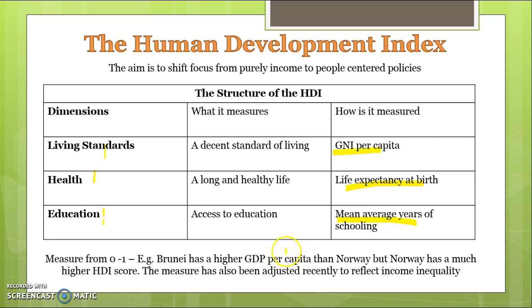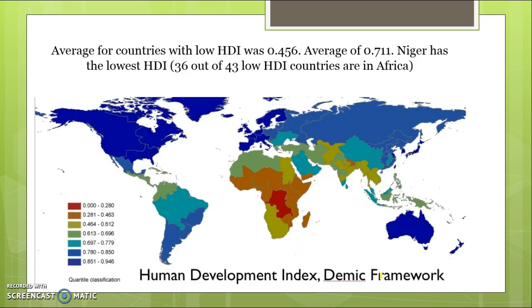Some countries might have a higher GDP per capita. So, for example, Brunei has a much higher GDP per capita than Norway, but Norway has a higher Human Development Index score because it has better income equality, and better access to schooling and higher life expectancies.